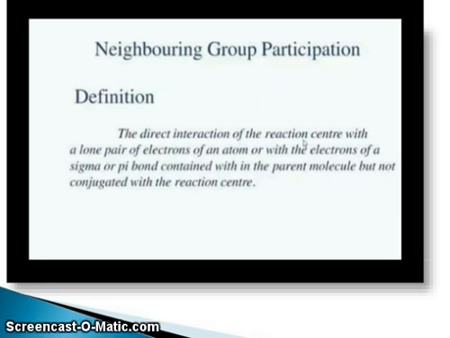The direct interaction of the reaction center with a lone pair of electrons of an atom, or with the electrons of a sigma or pi bond contained within the parent molecule, but not conjugated with the reaction center.